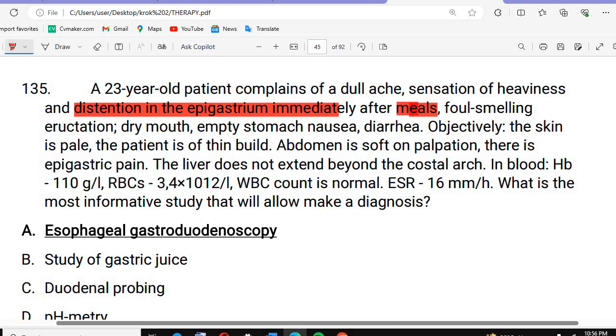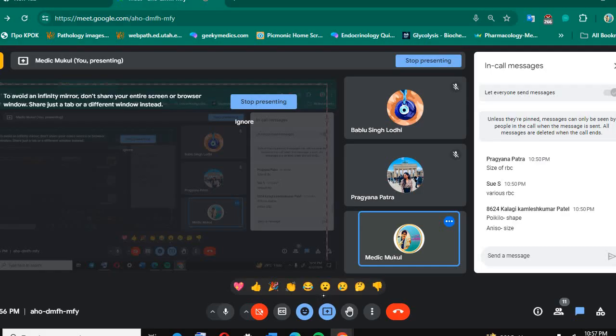Immediately after the meals, which ulcer will be there? The answer should come immediately, in a snap. So that is the gastric ulcer. Then, pain occurs after 2 to 3 hours: which ulcer?